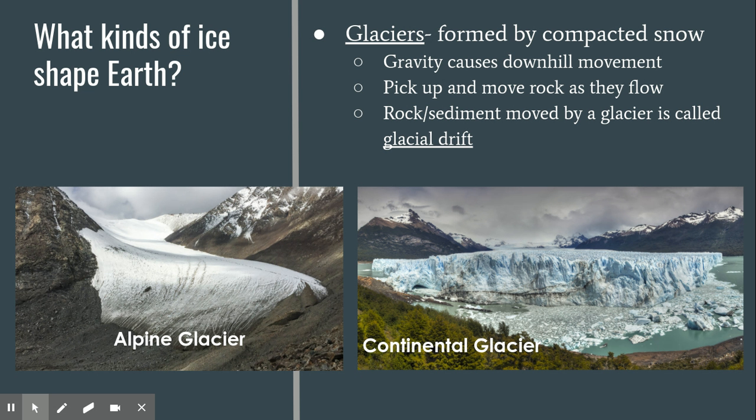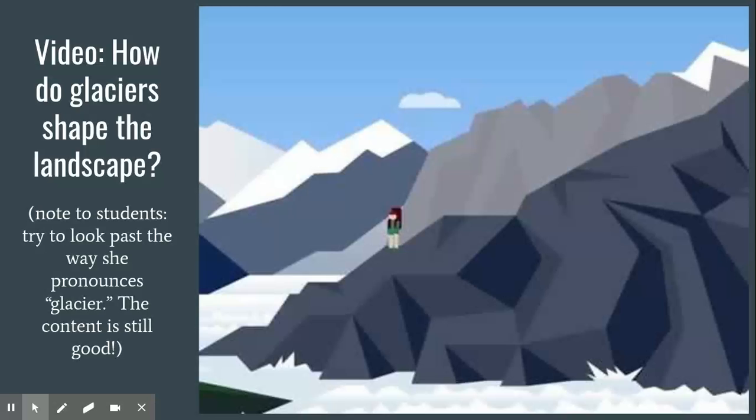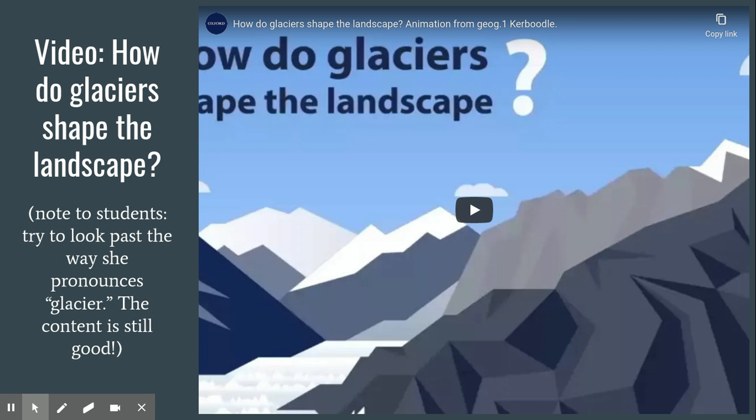Drift is, in this case, a noun. It's not a movement. It's not an action. It is an object. It's a thing. So glacial drift is just the name that we give to that sediment and that rock that is left behind from glaciers. This is a video about how glaciers can shape the landscape.